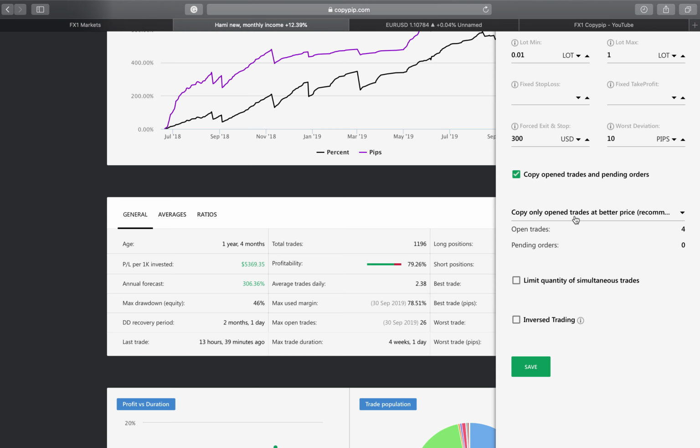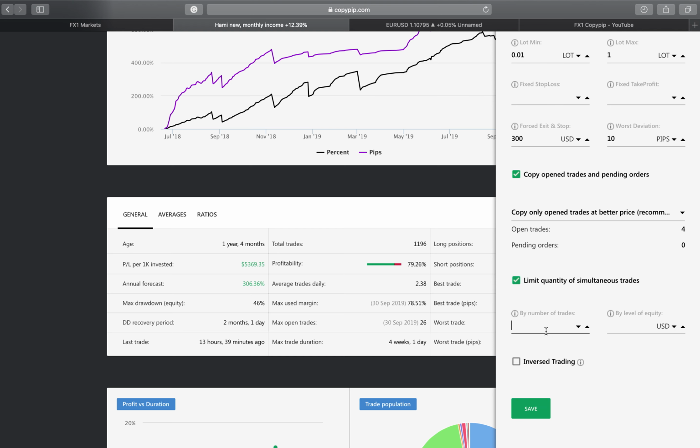You can follow this trader's trades when they reach the entry positions. The system will help you do that, but you have this option as well: copy all open trades and pending orders as is. It means at the moment right now you follow all of them, but I recommend the first option. Pending orders are orders that will trigger when the market reaches certain positions, and they are the orders of that trader. Okay, so limit quantity of simultaneous trades.